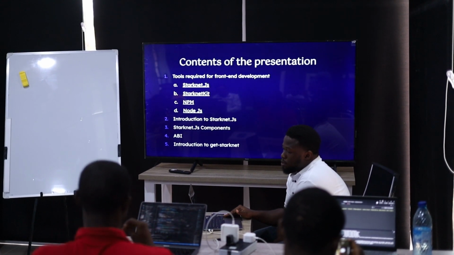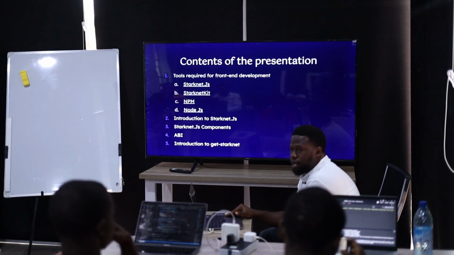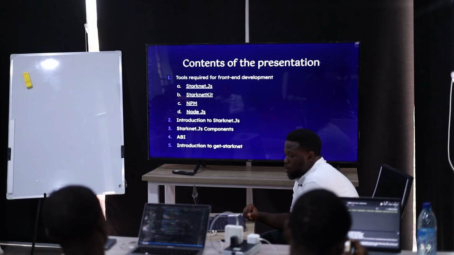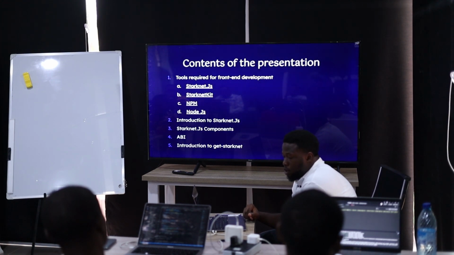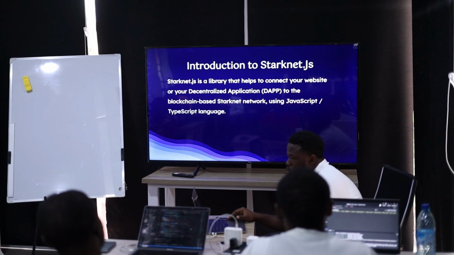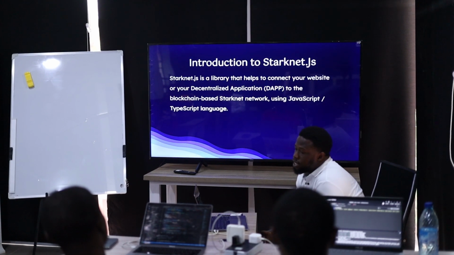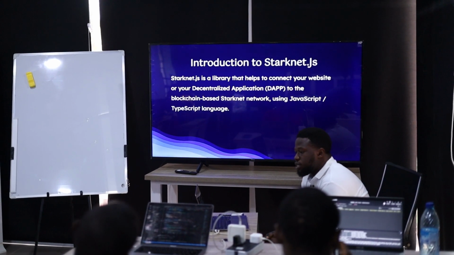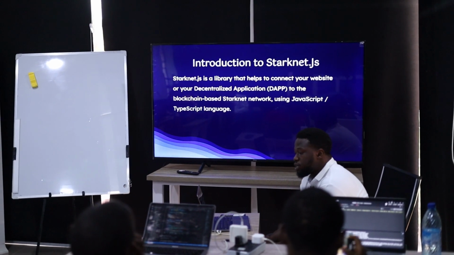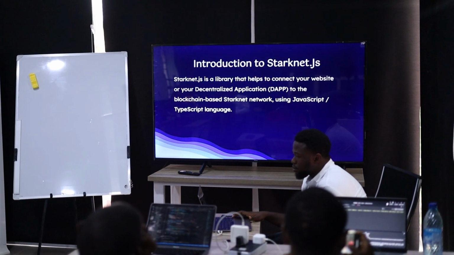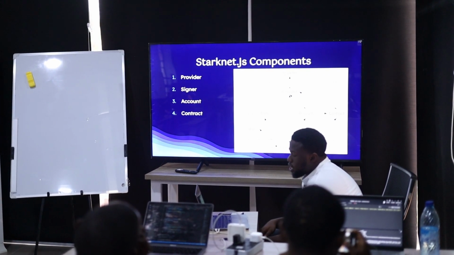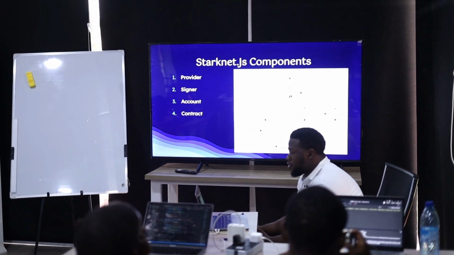In this presentation, we're going to be talking about the tools required for front-end development, which are Starknet.js, Starknet Kit, NPM, Node.js, and we're going to talk about an introduction to Starknet.js, along with its components, ABI, and also getstarknet. So, what is Starknet.js? Starknet.js is a library that helps to connect your website to your decentralized application, otherwise known as dapp, to the blockchain-based Starknet network using JavaScript or TypeScript language. The Starknet.js components are the provider, signer, account, and contract. And we can see a small diagram there showing how everything is linked together.